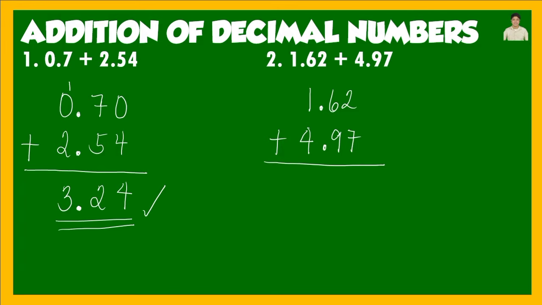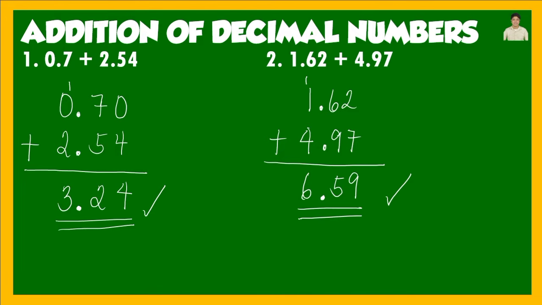Next, 1 and 62 hundredths plus 4 and 97 hundredths. So, they are already aligned. We can now add. 2 plus 7, 9. We don't regroup there. 6 plus 9, that is 15. So, we write 5 and then regroup the 1. 1 plus 4, that is 5. Plus the 1 we regrouped, we have 6. And then, we write the decimal point. So, our final answer is 6 and 59 hundredths.